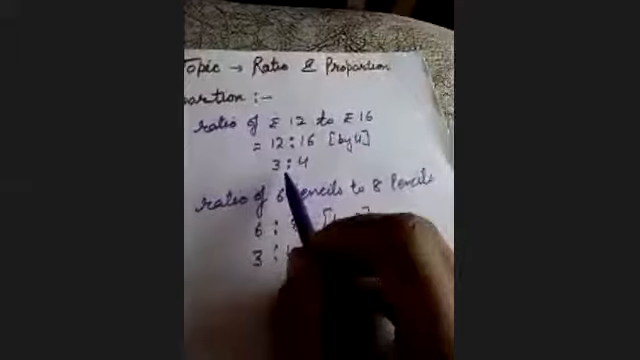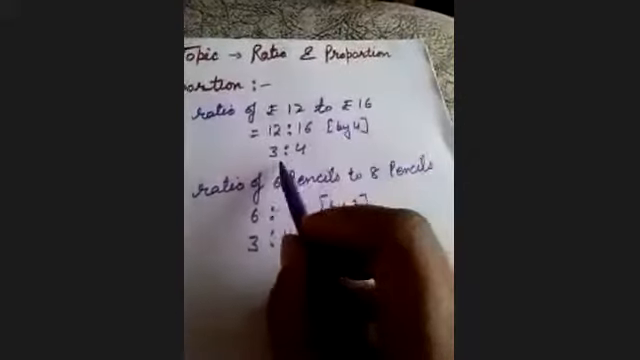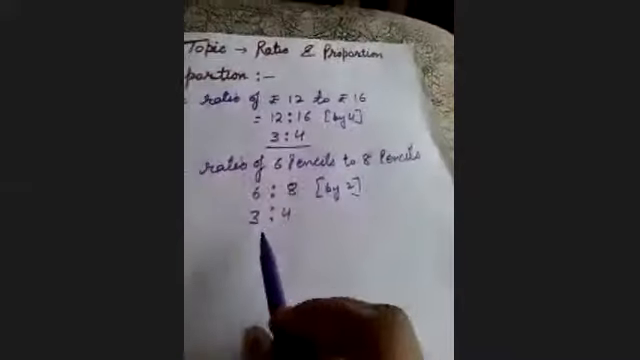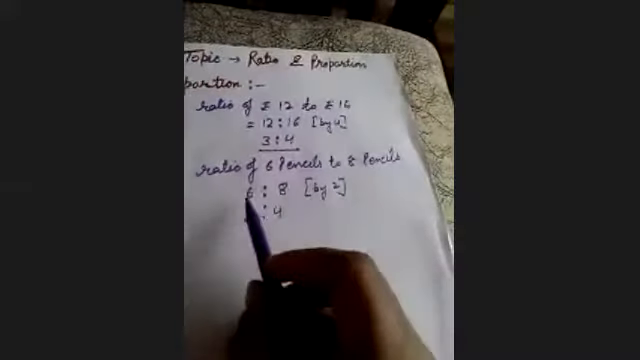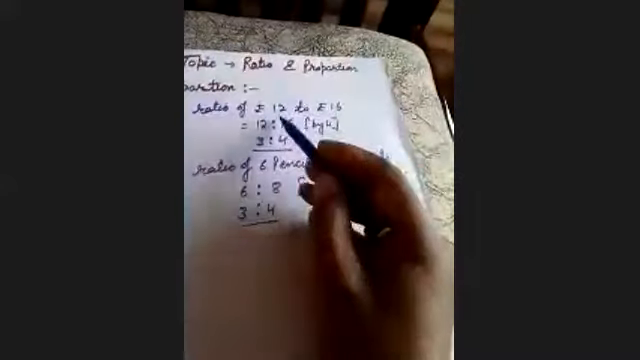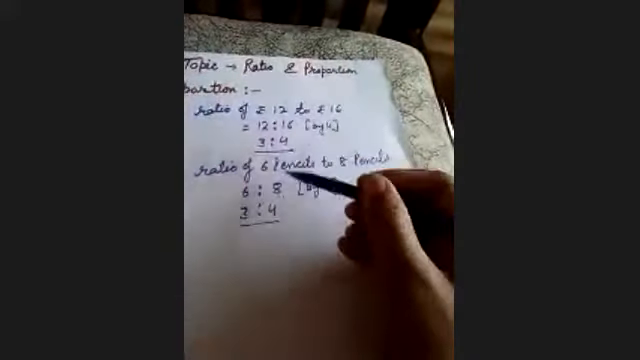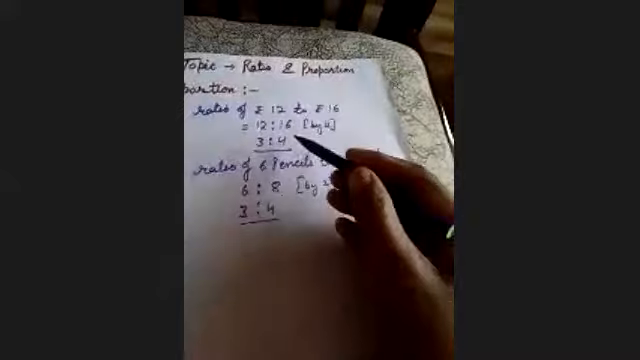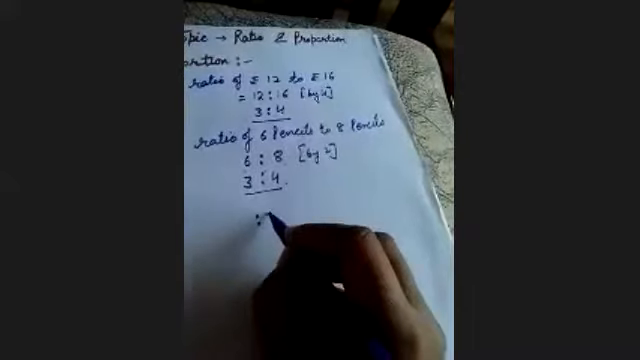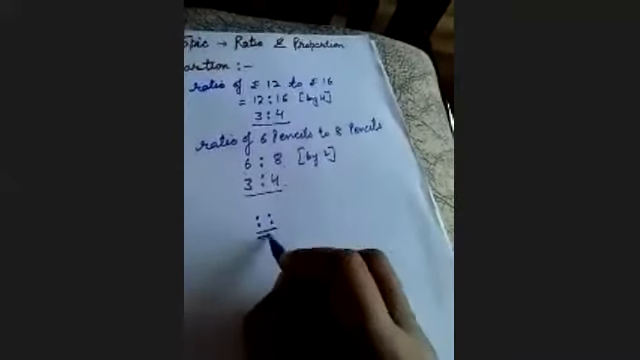In the first part, when we convert this ratio into its simplest form, we get 3 ratio 4. Now in the second, 6 ratio 8, we also get 3 ratio 4. So both of the ratios have the same value. So then we can say these ratios are in proportion. So this is the symbol of proportion. Now write these two ratios are in proportion.